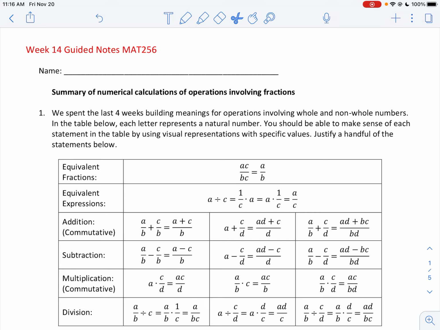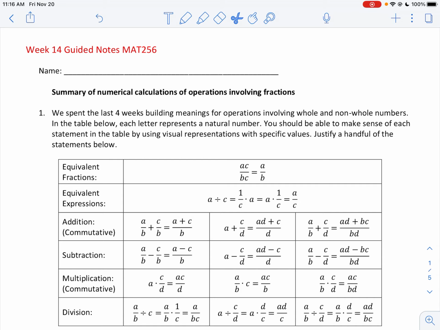Hello class, week 14, the focus is on proportional reasoning. We will begin with item 1 though, which is a summary of numerical calculations of operations involving fractions. We spent the last 4 weeks building meanings for operations involving whole and non-whole numbers.